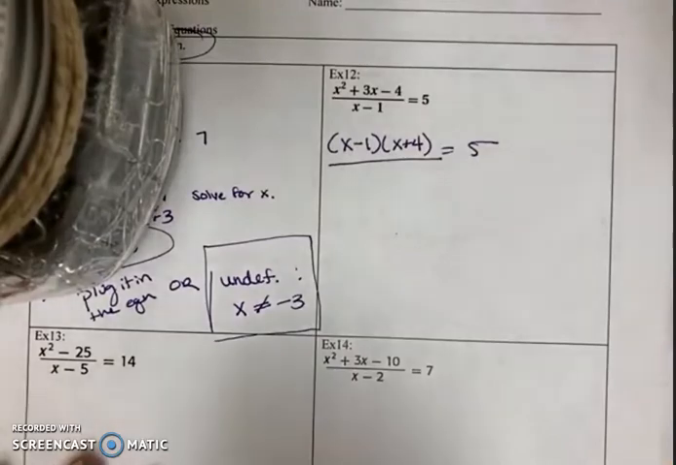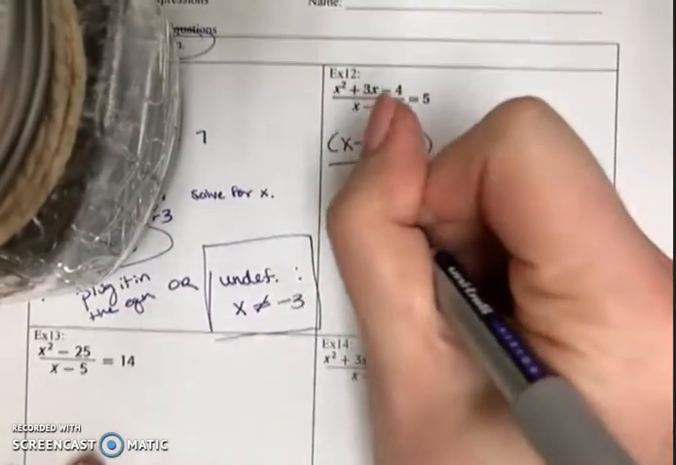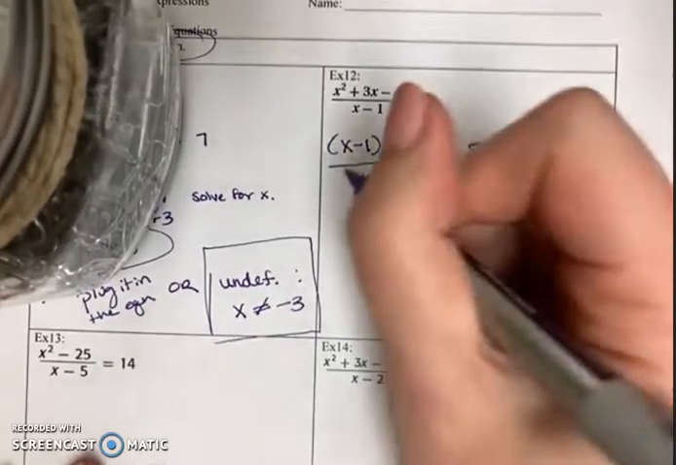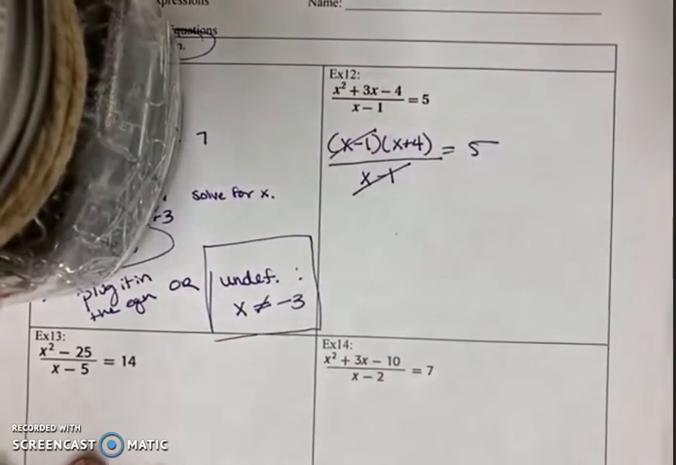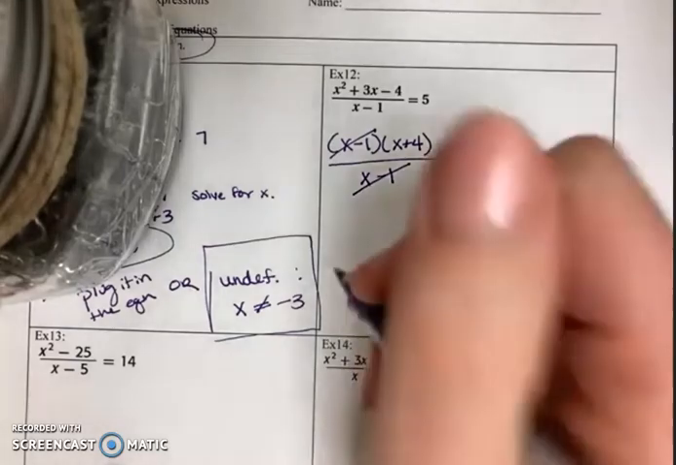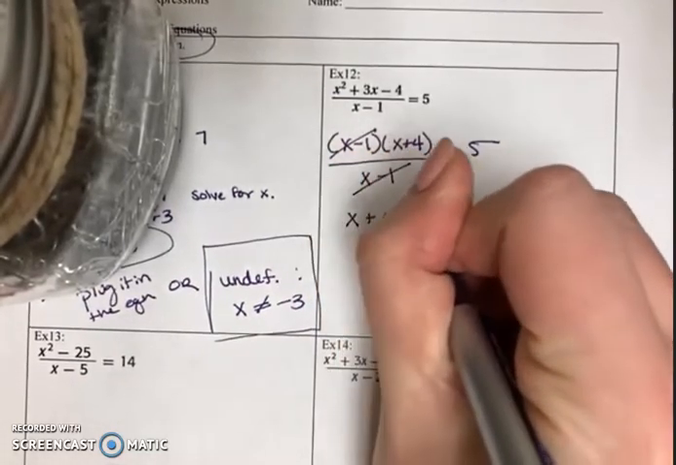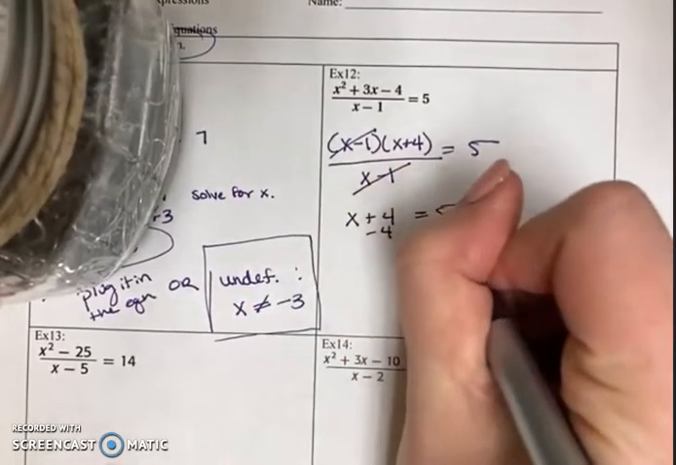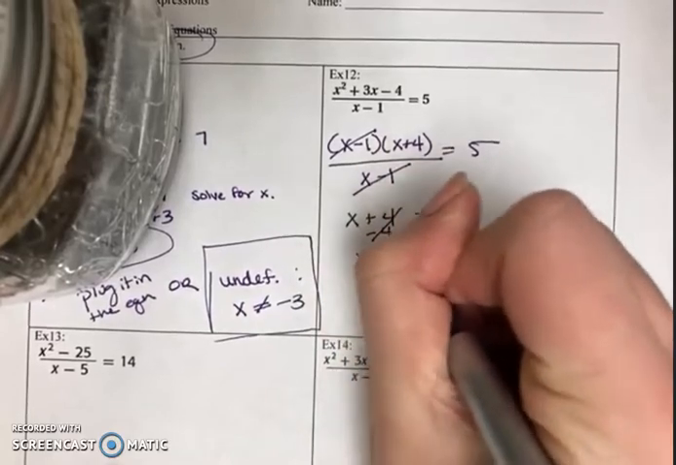The denominator, x minus 1, cannot be factored any further, so I'm just going to rewrite that. And remember, it's set equal to 5. Hopefully you notice that we do have common factors of x minus 1, so we're going to cancel those out, and I'm left with x plus 4 equals 5. At this point, we can easily solve for x by subtracting 4, giving me x equals 1.